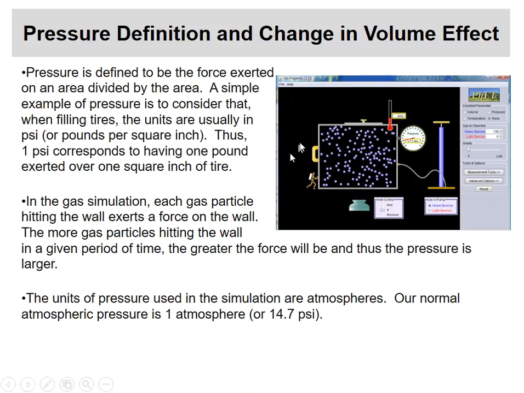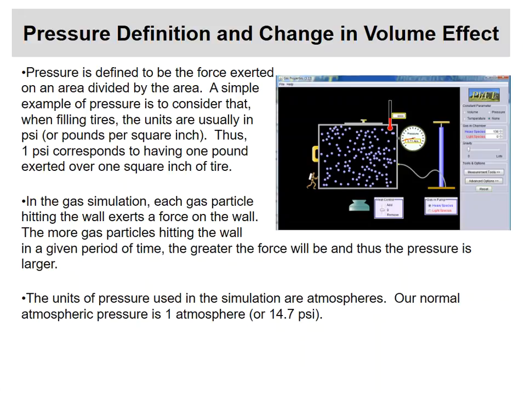Let's talk about the pressure definition, the change in volume effect. Pressure is defined to be the force exerted on an area divided by the area. So think about an area like a square inch, square meter, whatever it's going to be. Your most familiar example of this is probably if you ever go to the air pump and put air in your tires, you talk about PSI, or pounds per square inch. A pound is the unit of force. A square inch is the unit of area. So if I take the pounds and I divide them by the area, I'm actually getting a pressure out of that.